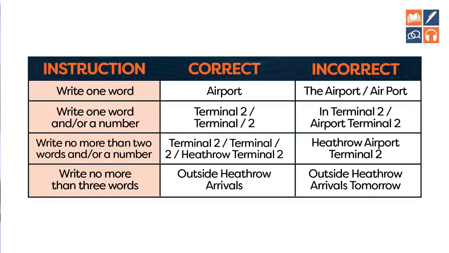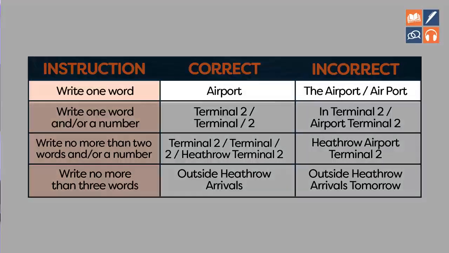Okay, so I've created a nice little table for you, and you can just memorize this table if you get confused on test day and use it during your preparation so that it becomes natural and second nature to you and you don't even have to think about it on test day. So if the instruction says write 1 word, a correct answer would be, for example, airport, because it's telling you to write 1 word. But if you wrote the airport or at airport, 2 different words, that would be wrong.